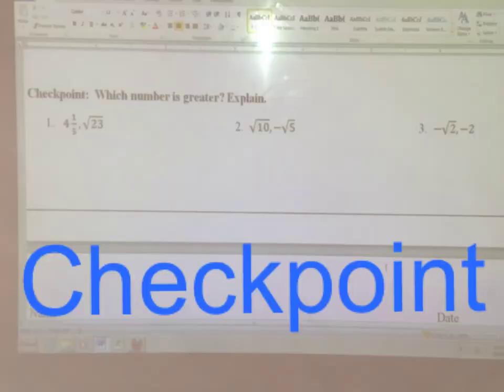This is the final Part C checkpoint. Please pause the video and make sure you copy this down, use the number line, and we'll talk about it tomorrow.